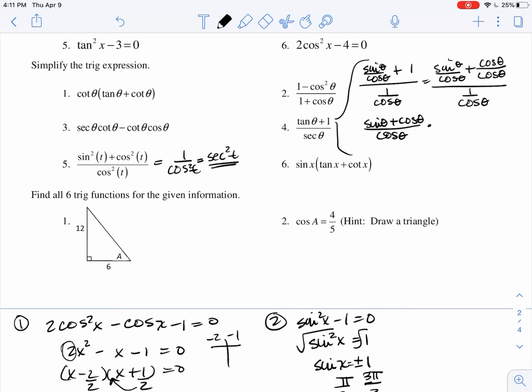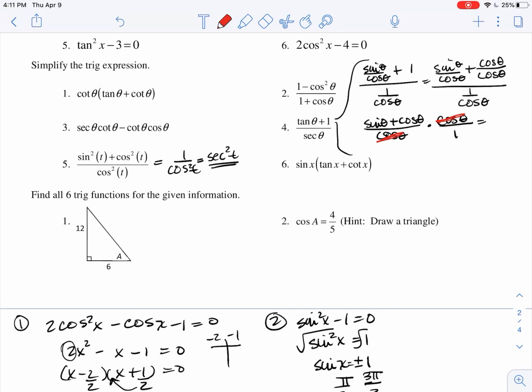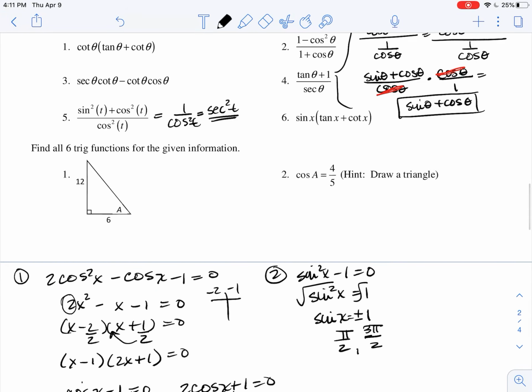And now in the numerator I have a common denominator, so I have sine plus cosine over cosine. And then I'll keep change flip, so multiply by the reciprocal of the denominator. And looks like the cosines are going to cancel. And so all you're left with is sine theta plus cosine theta. This does not equal 1 because they're not squared, and so that's it. In number 6, rewrite in terms of sine and cosine, distribute, and I'm going to let you work that one.